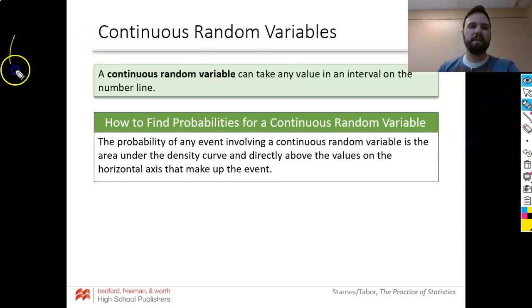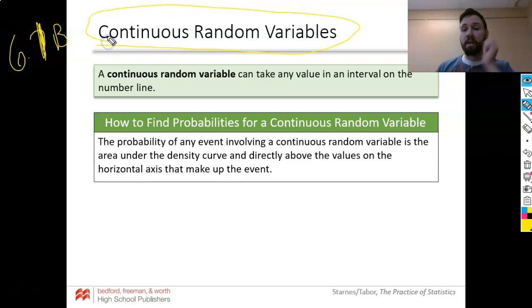We are looking at 6.1b, continuous random variables. Before we were looking at discrete random variables, correct? Discrete means they're countable, like 1, 2, 3, 4. And then we just make a histogram of the probability of those. But not everything in the real world works that way.